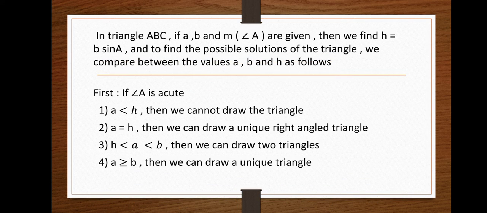In triangle ABC, if a, b and the measure of angle A are given, then we find h equals b sin A. And to find the possible solutions of the triangle, we compare between the values a, b and h as follows. First, if A is an acute angle: if a is smaller than h, then we cannot draw the triangle. a equals h, then we can draw only a unique right-angled triangle. a bigger than h and smaller than b, then we can draw two triangles. a bigger than or equal to b, then we can draw a unique triangle.